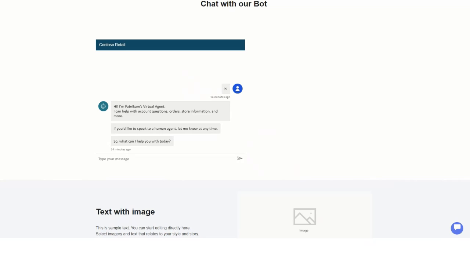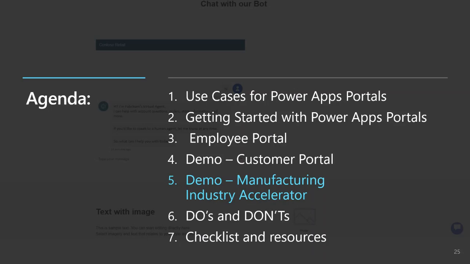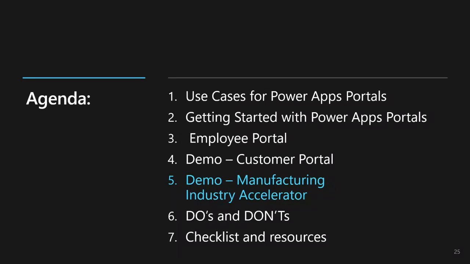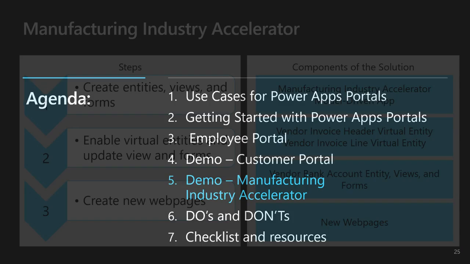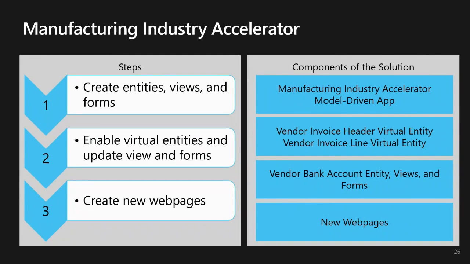All right, so on our next example, switching gears a little bit, we're going to talk about the Manufacturing Industry Accelerator. I did some examples and demonstrations in our previous session with the model-driven app. So I'm again using the same Manufacturing Industry Accelerator. That accelerator comes with a model-driven app, a number of Power Automate flows, and a Power Apps portal as well.